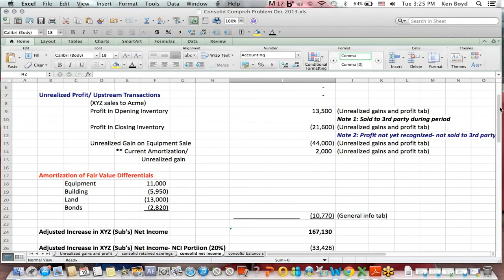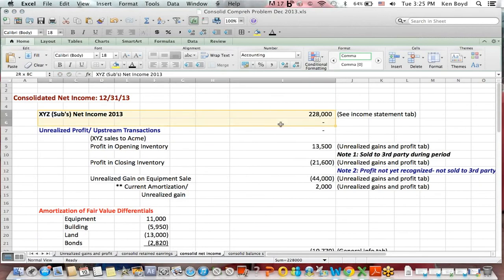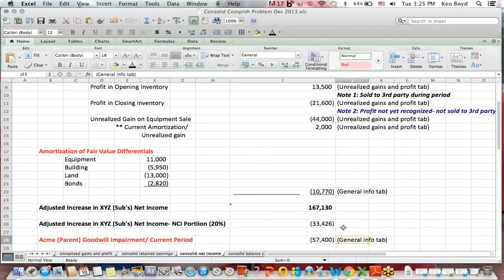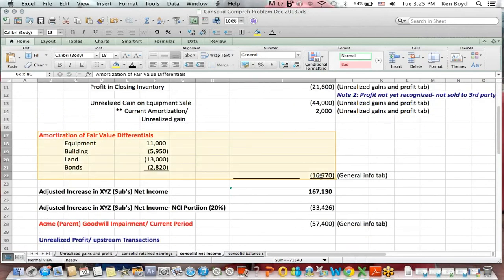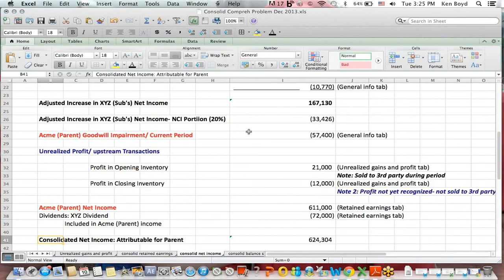And just by way of review, because it's getting a little tricky to follow, we start off with the sub's net income, adjustment to the sub, adjustment for fair value. We break out the portion that goes to the non-controlling interest. That's a subtraction. We subtract the goodwill impairment for the period 2013. We adjust for upstream transactions. Opening inventory, we count an inventory. Items in profit that's in closing inventory, we subtract to exclude it.